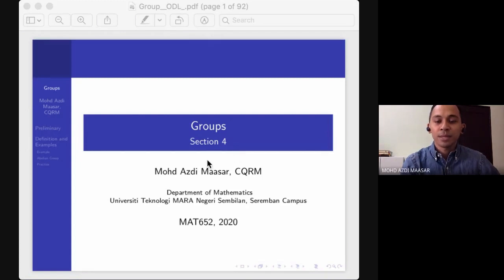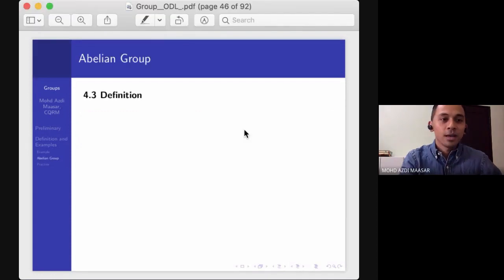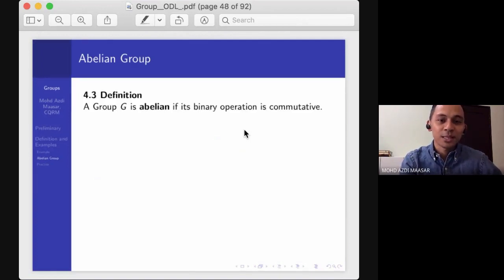Now we want to introduce a special type of group called the Abelian group. We define this formally using 4.3 definition. In 4.3 definition, we define an Abelian group as a group G. It has to be a group G and is abelian if its binary operation is commutative. Here we can see that whenever we define a group as in 4.1 definition, or whenever we have a given group, we can always further categorize them into whether they are abelian or non-abelian. We simply check whether the binary operation is commutative.